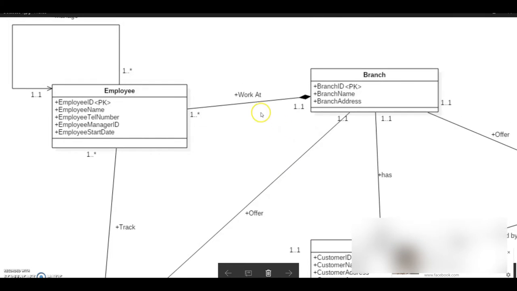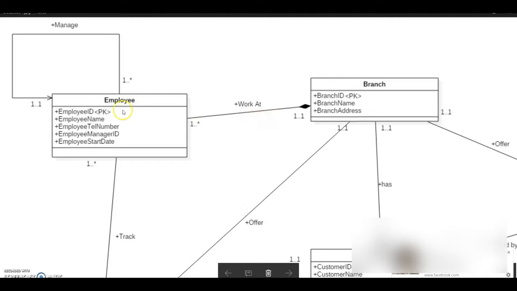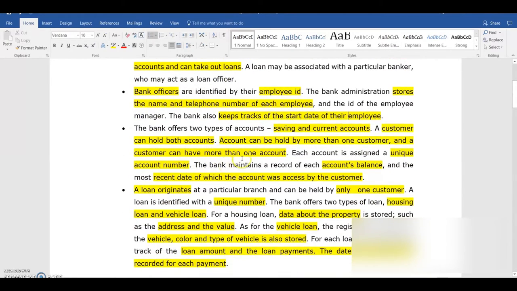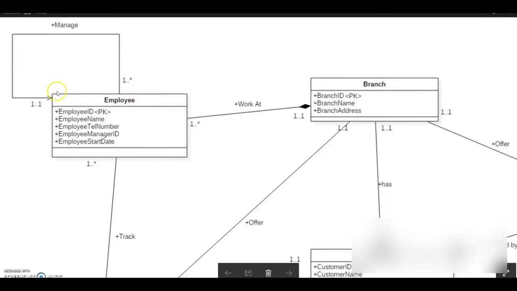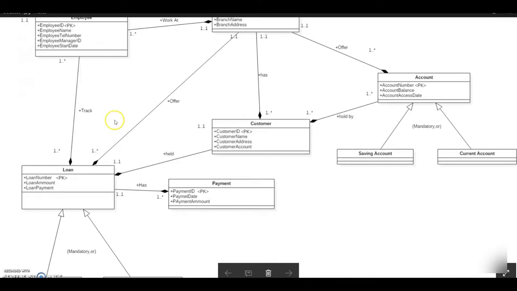The next one will be the employee and branches. So employee works at branch, and the multiplicity will be one towards many: employees will be working at only one branch. And here we need a recursive relationship, as I found out here. The idea of the employee manager, which I think means that the manager is managing the employees in the same branch. So the multiplicity will be one or more officers will be managed by one employee manager.